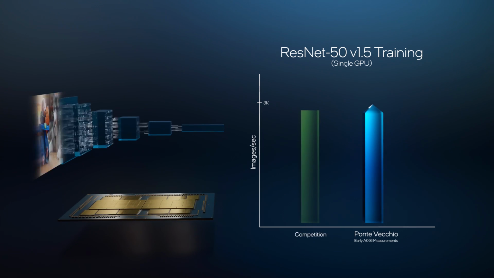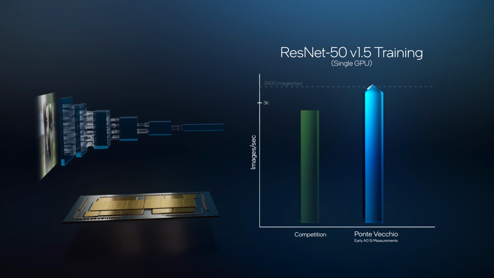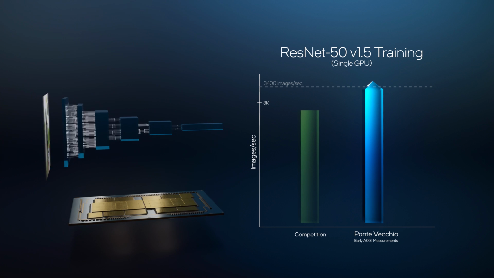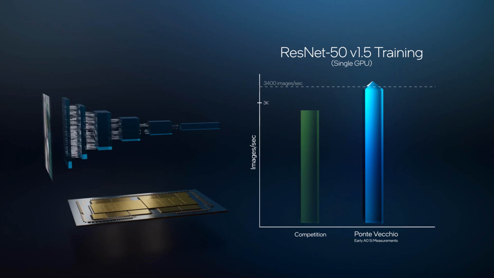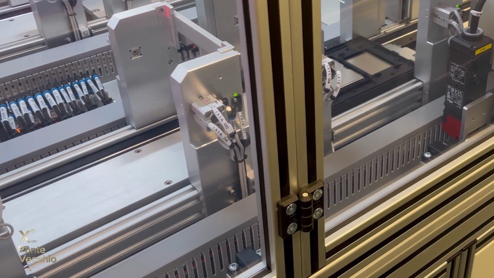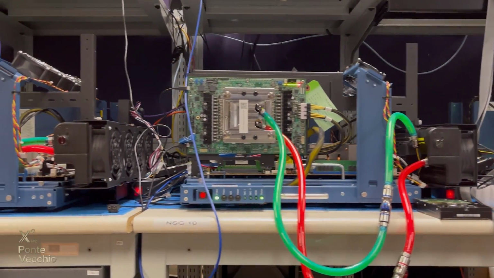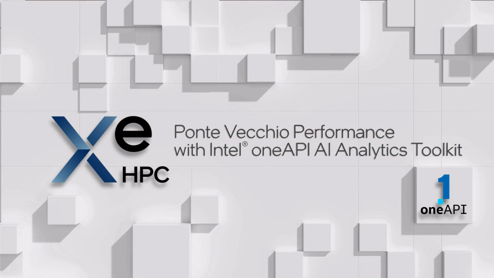bandwidth of Xe HPC have unlocked the capacity to train the largest data sets and models. Today, we are already seeing leadership performance on Ponte Vecchio with over 3,400 images per second. And this is only the beginning, as we continue with software optimizations and tuning. We're excited about the dawn of a new era where a new architecture can raise the bar to meet the ever-growing compute demands of the data center.